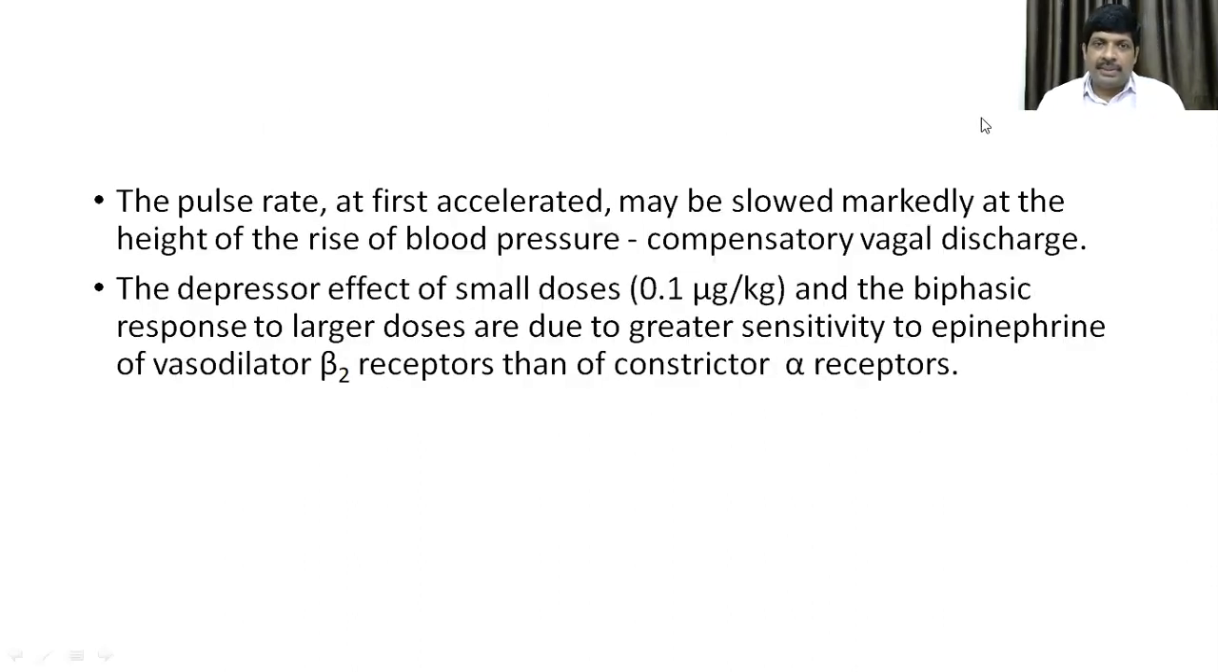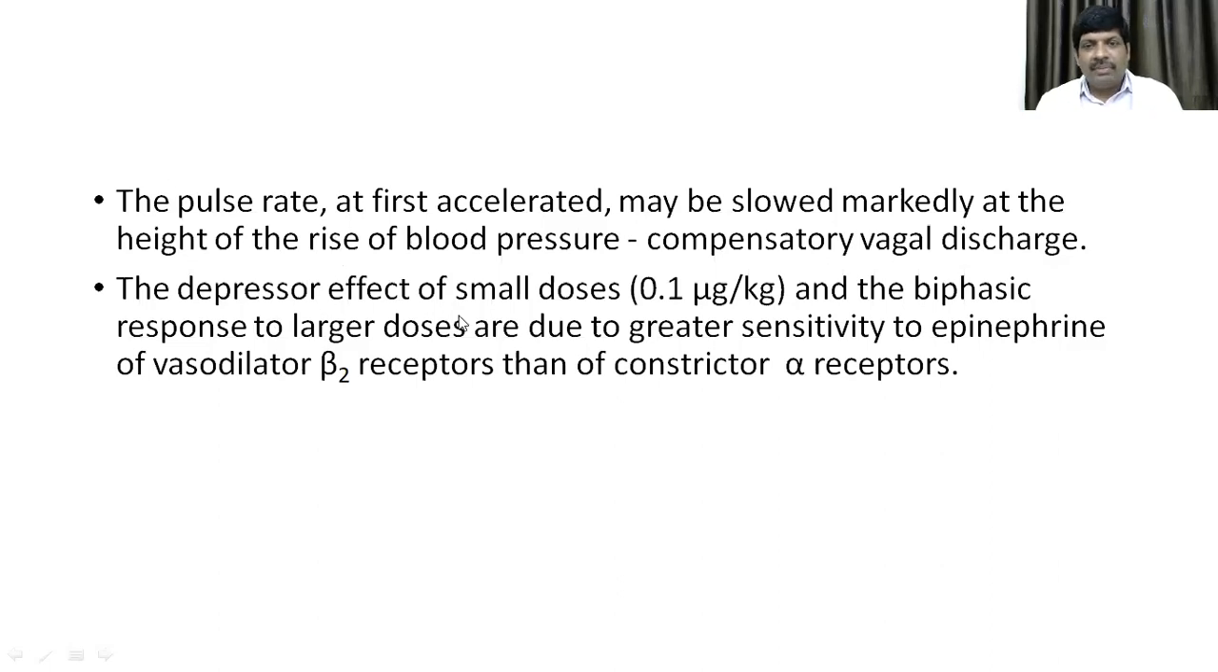Pulse rate. The pulse rate at first is accelerated, it is increased, and then it is slowed markedly at the height of rise of blood pressure. This is because of compensatory vagal discharge. You will see the graph I showed yesterday. There will be an increase in the blood pressure due to epinephrine. If you see the heart rate, there will be an increase in the heart rate, and then where there is the peak, there will be a decrease in the heart rate because of the compensatory vagal discharge.